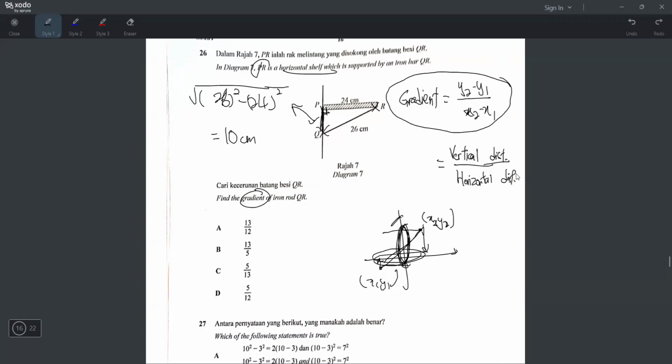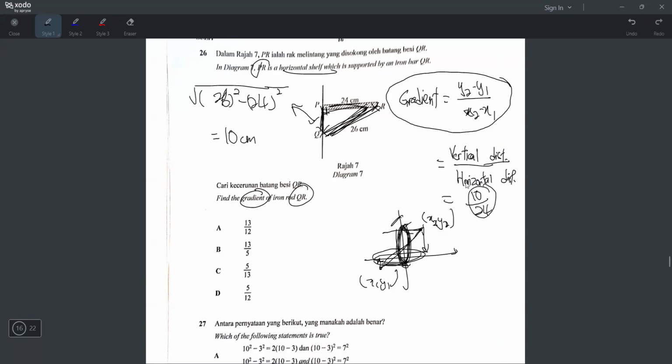Understand? So I know the gradient formula says y minus y over x minus x. But if you think in other words, it's actually the vertical distance, because when you take y minus y, what you're finding is the vertical distance, and then divide by horizontal distance. So what is the vertical distance for QR? They want to find the gradient of QR. The vertical will be 10, and then the horizontal will be 24. So the answer is 10 over 24.